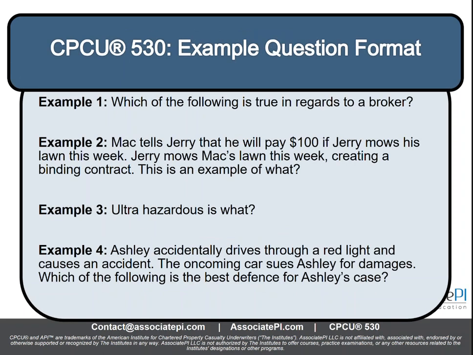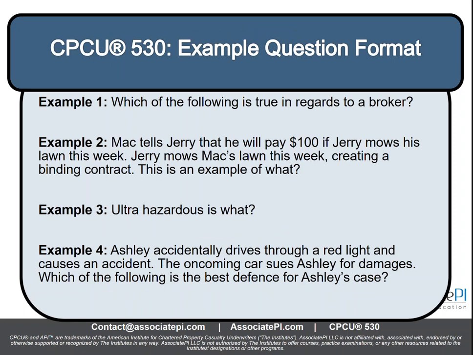So here's a couple examples putting these 4 question formats into real exam questions. Example 1, which of the following is true in regards to a broker? So here you go, just like I was saying, a sample definition concept question. Example 2, Mac tells Jerry that he will pay $100 if Jerry mows his lawn this week. Jerry mows Mac's lawn this week, creating a binding contract. This is an example of what? There you go, kind of a scenario question.